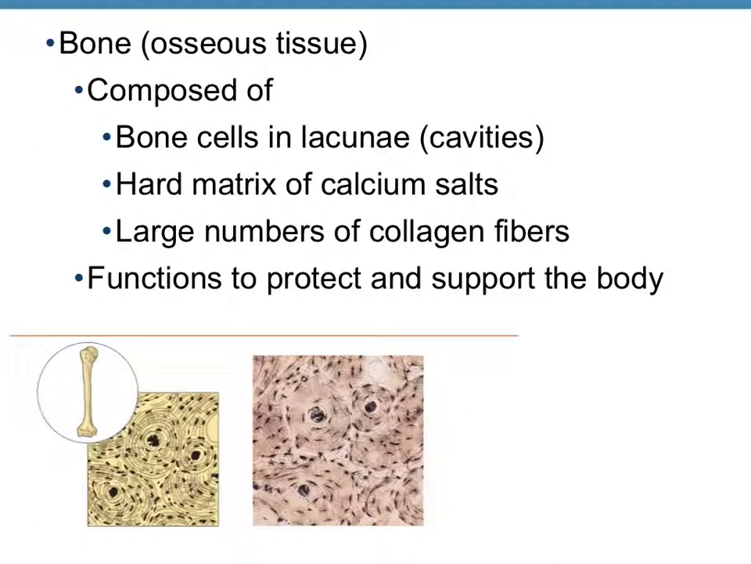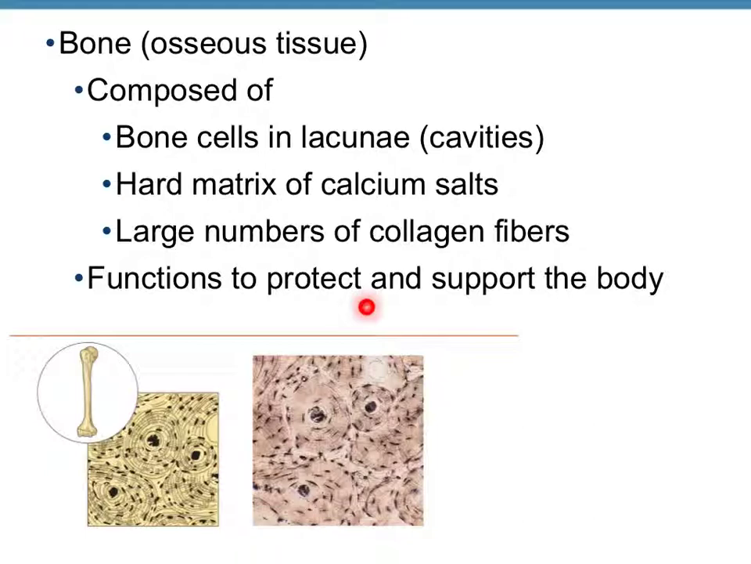The first type is bone, otherwise known as osseous tissue. Bone is the hardest, the most firm of all the types of connective tissues. And that's because of the matrix we just talked about. The extracellular material is made out of calcium salts, which are hardened, which makes sense with the structure of bone. So of course the function is to protect and support other tissues and organs of the body.